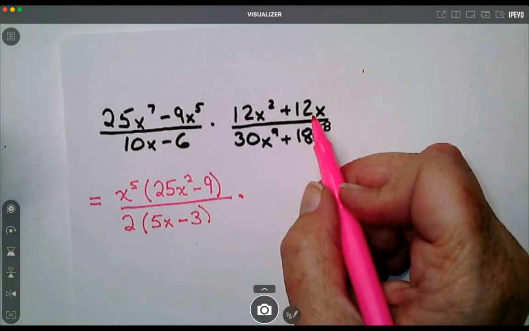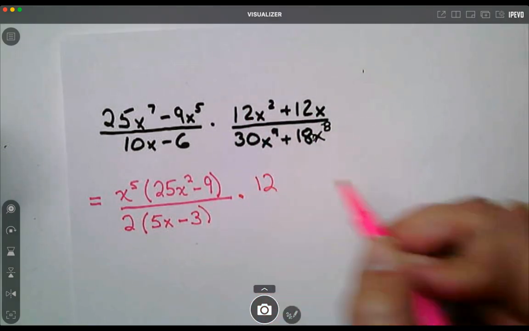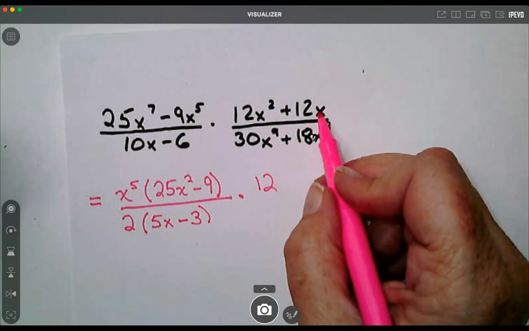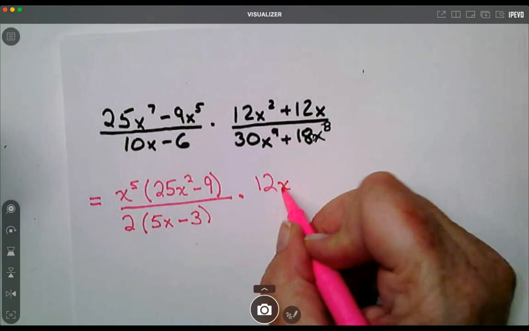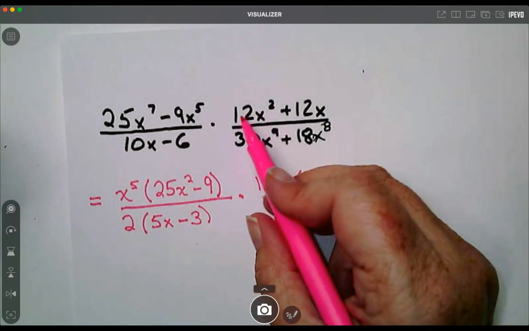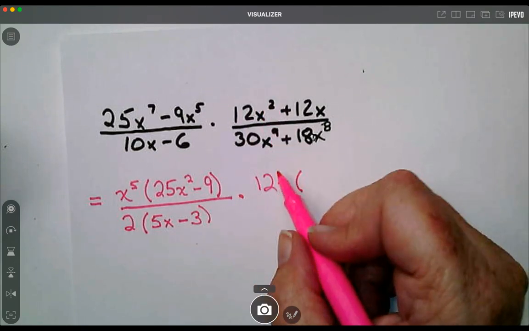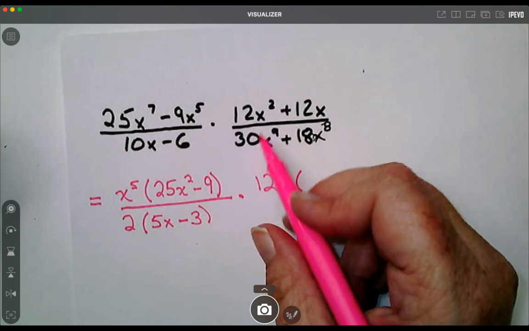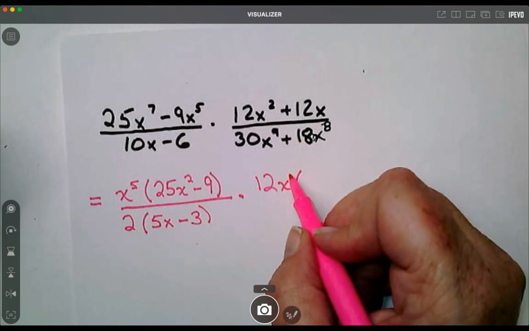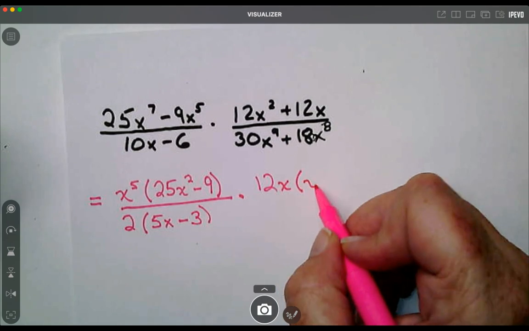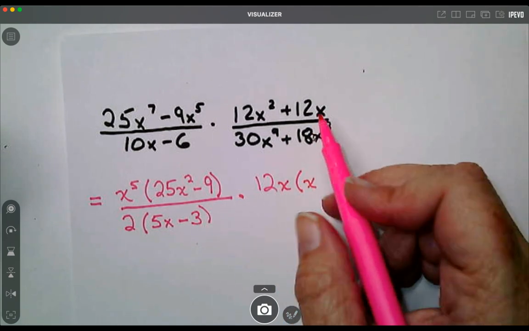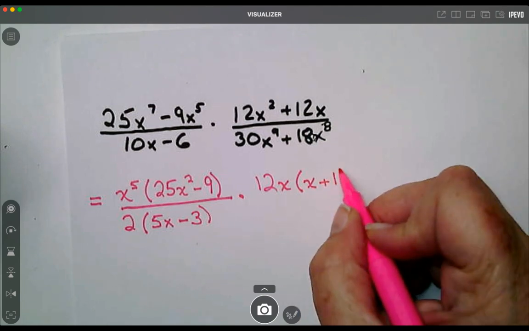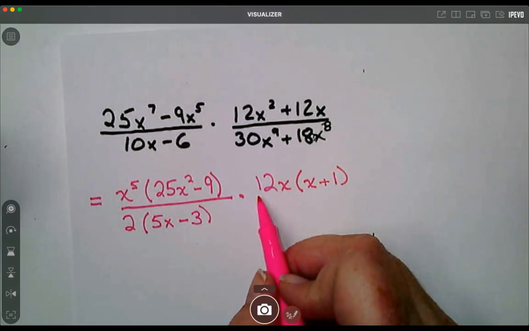Hey, these both have a 12. That makes my life easy. 12. X squared means I can take out an x. Ooh, what is 12x squared divided by 12x? 12 divided by 12 is 1. X squared divided by x, remember we're subtracting exponents, so I would just have an x. What is 12x divided by 12x? Anything divided by itself is 1.